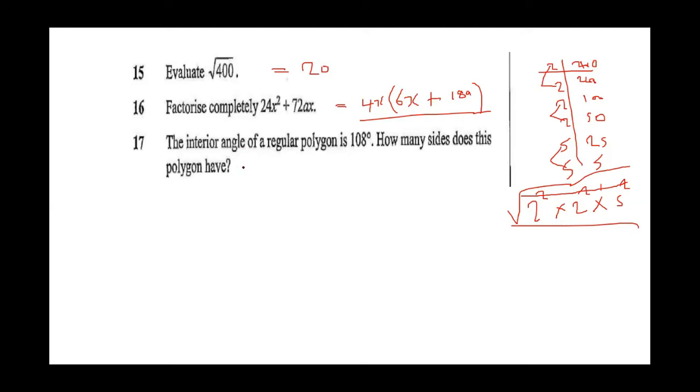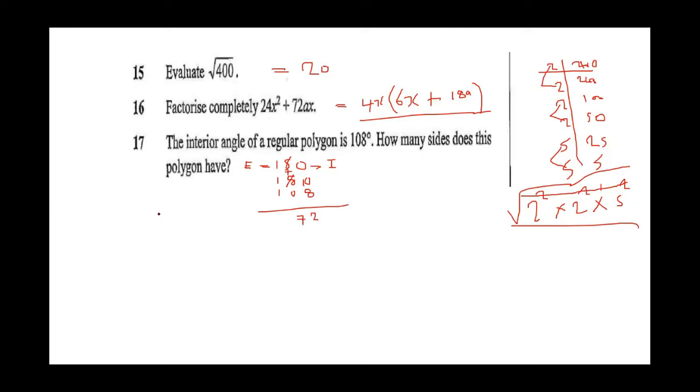So to find the number of sides, you first of all find the exterior angle. So you say exterior angle is equal to 180 minus interior angle. So in this case, it will simply be 180 minus 108. So this is a 7 here, and this is a 10. So we have a 2. Then we have 7 minus 0, which is 72.